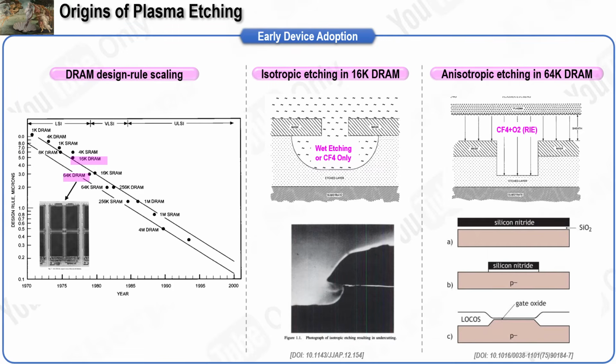Continuing on, this slide explains how plasma etching moved into real device fabrication during the early era of large-scale integration and why the shift happened. Look at the left graph. Design rules shrink as memory density rises, from early kilobit parts to 16 kilobit and 64 kilobit generations. Those milestones mark the moment when liquid etching began to give way to plasma-based steps across the fab.